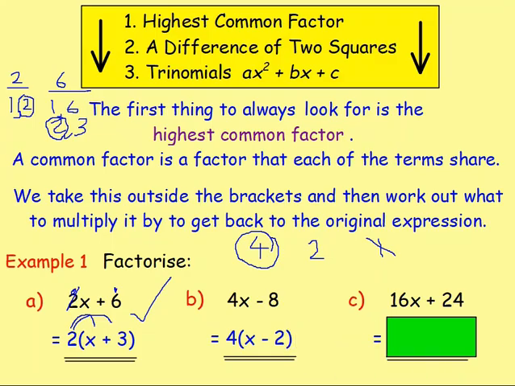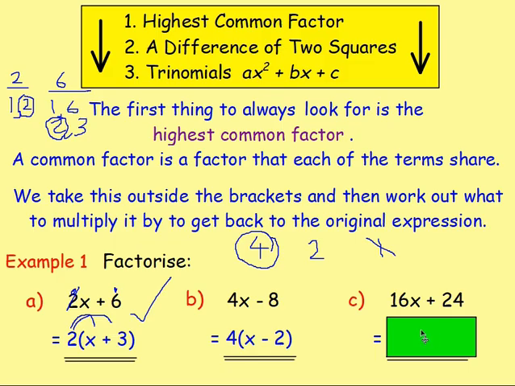Again, Lola, what's the way of checking it? Multiply it out. Brilliant. Well done. And if you multiply that out in your head, 4 times x is 4x. 4 times negative 2 is negative 8. And that's what we have to factorise. So that is the right answer, as long as we've taken out the highest common factor, which we have.